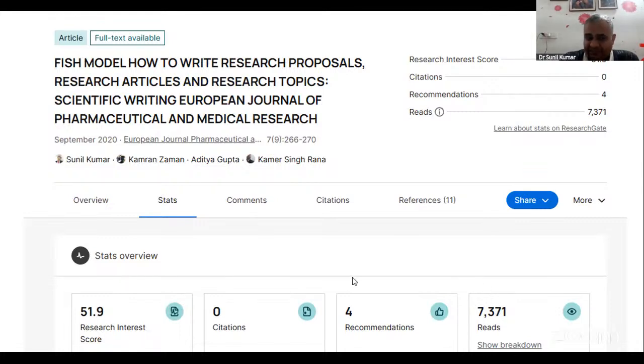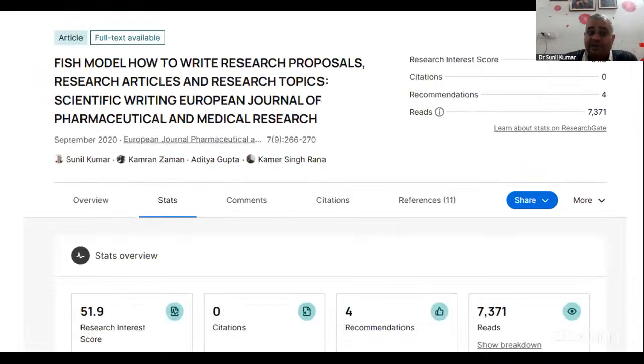But yeah, I presented it there as well in the university. So I told them, this is the way to write any kind of publication or any kind of research article. If you follow the rules, then it will be easy for you to write about any kind of research proposal, scientific writing, anything you can write very easily.